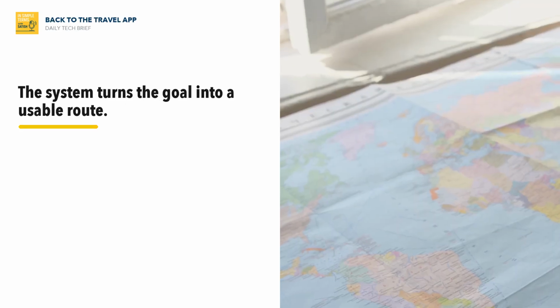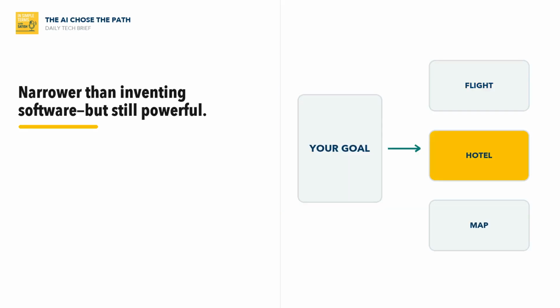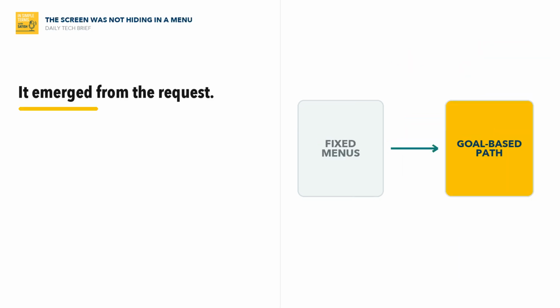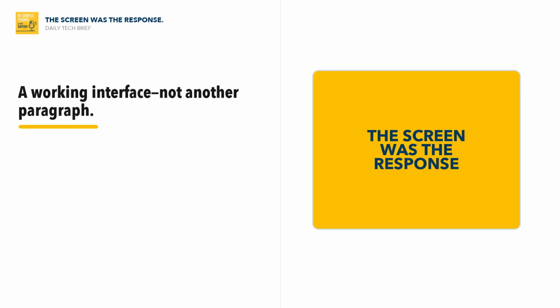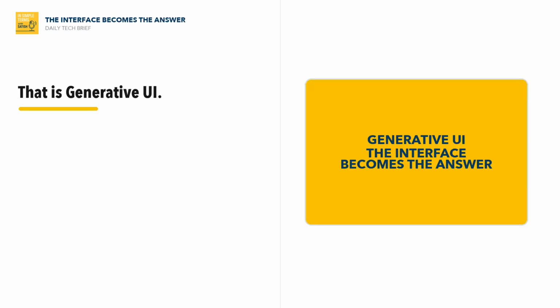Now return to the travel app. Humans design the slider, map, cards, booking rules, and safety checks. The AI did something graceful but powerful. It selected the right pieces and turned your goal into a usable path. The screen was not a destination waiting inside a menu. The screen was the response. That may be the real shift after chatbots. The interface becomes the answer.